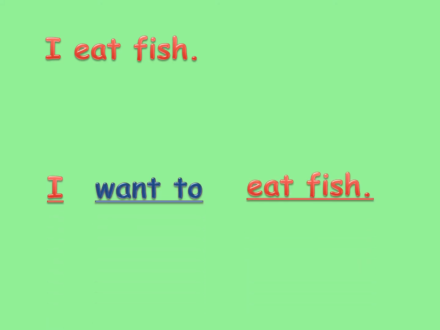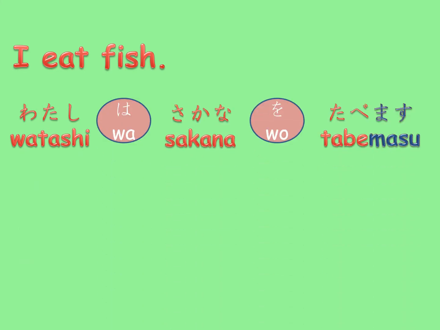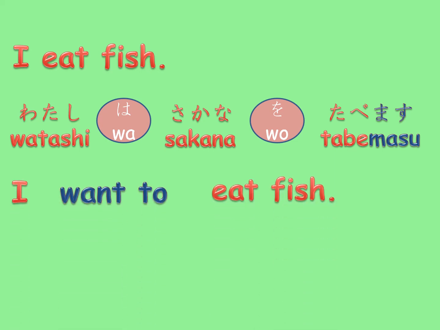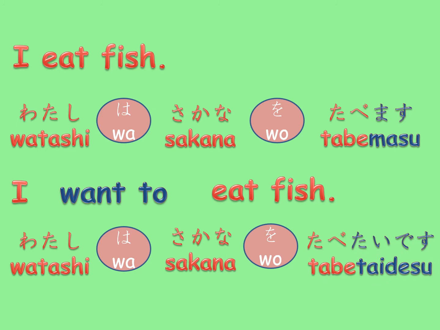Let's have a look at another example. "I eat fish." Let's change this to "I want to eat fish." "I eat fish" is 私は魚を食べます. In order to change that into "I want to eat fish," you need to change 食べます into 食べたいです, and the whole sentence is 私は魚を食べたいです.